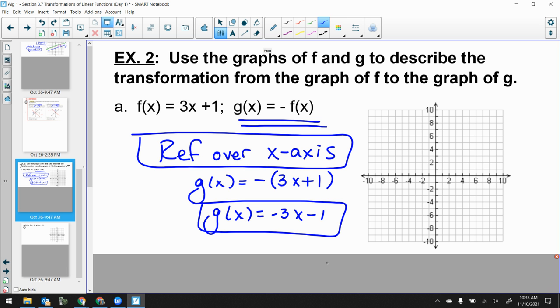Okay, well, let's graph it. Our original was positive 1 with a slope of 3. Our new is the y-intercept of negative 1 with a slope of negative 3. Did it truly get reflected over the x-axis? Yeah. It got reflected over the x-axis. If I took a mirror image on the red line with the mirror sitting on the x-axis, it would reflect over.